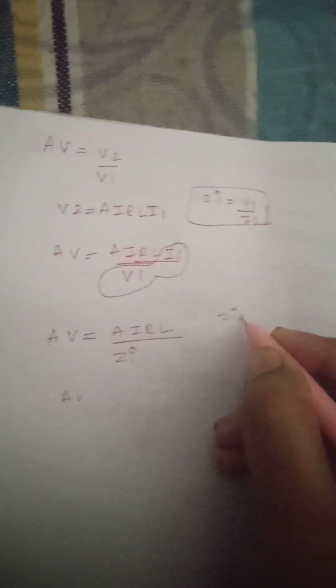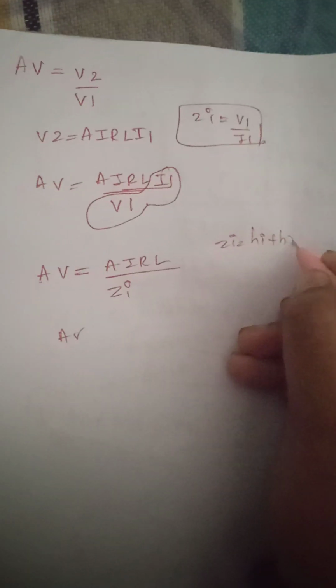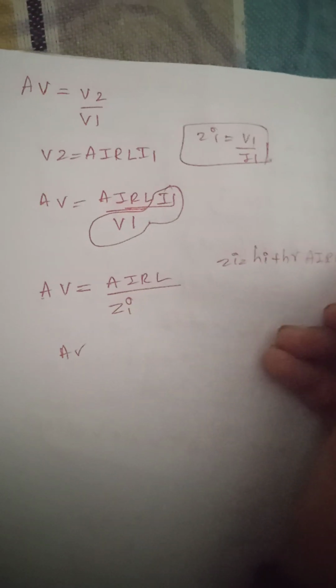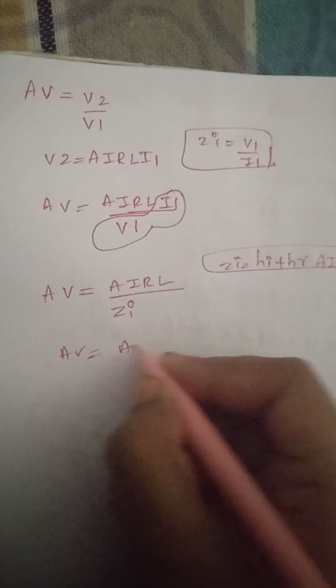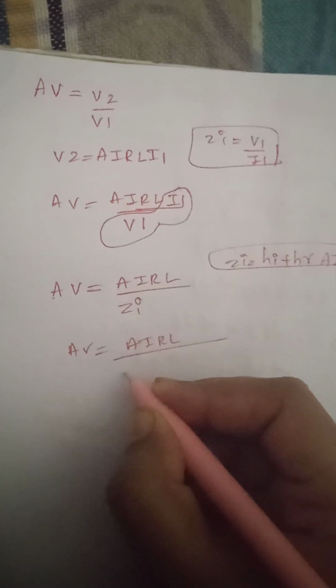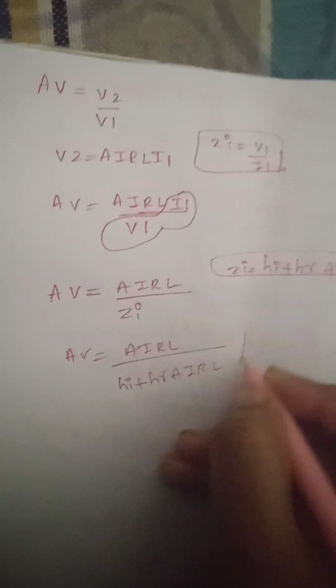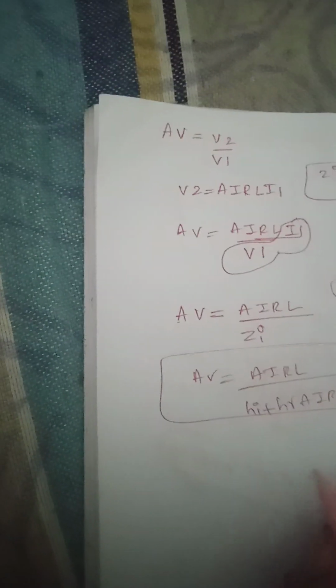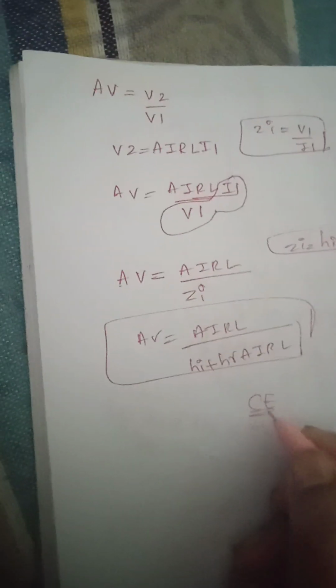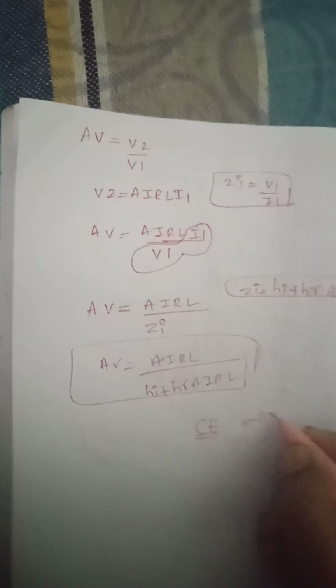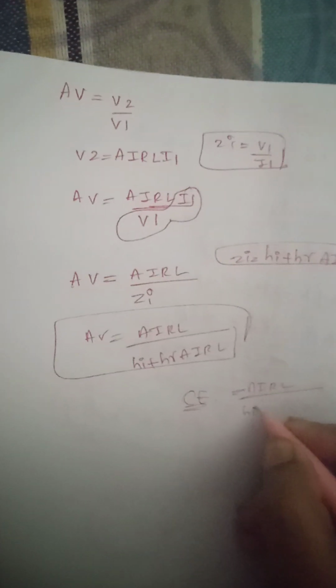We know that Zi is equal to Hi plus HR AI RL, right? Now you can substitute here. In the place of Zi, write Hi plus HR AI RL. This is the voltage gain. First, suppose you take CE, which is known as common emitter, you can write it as AI RL by HIE plus HRE AI RL.